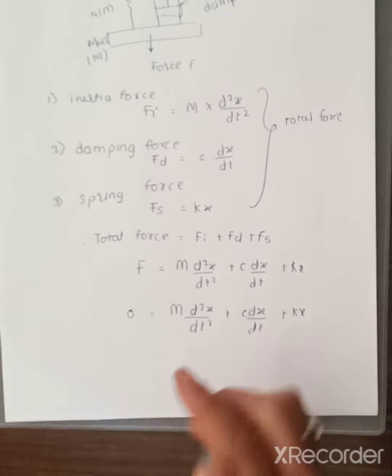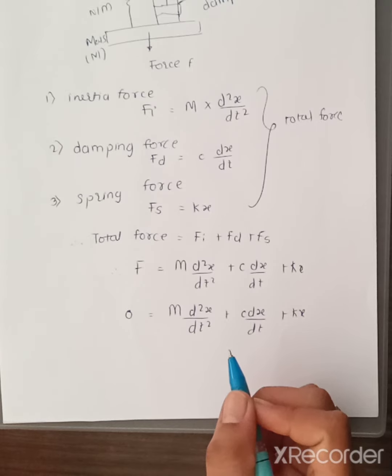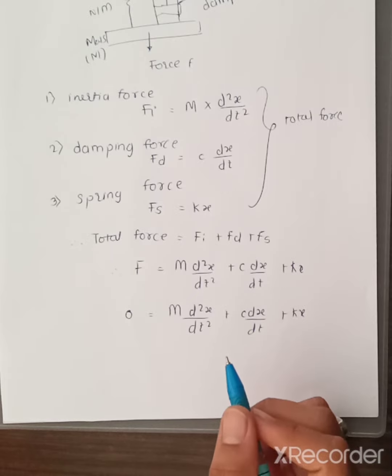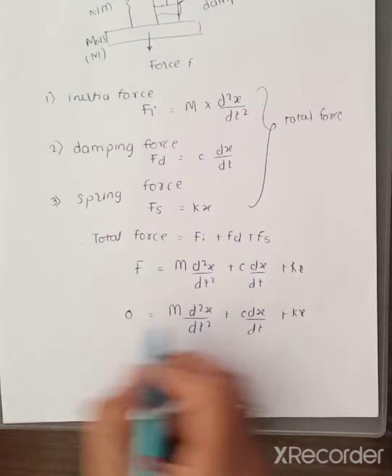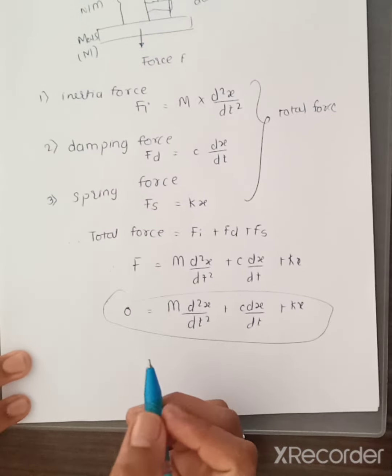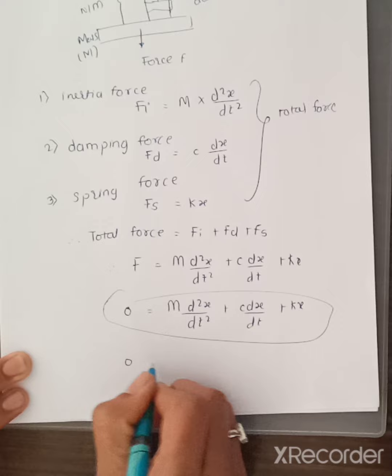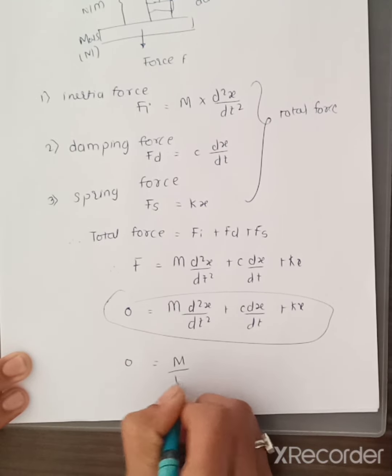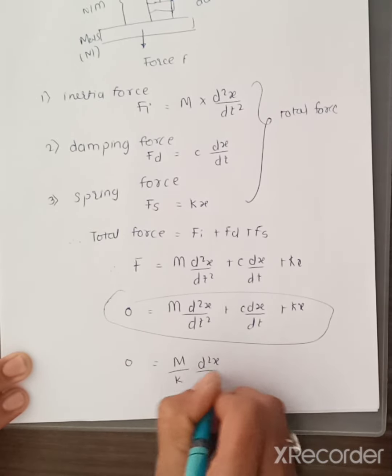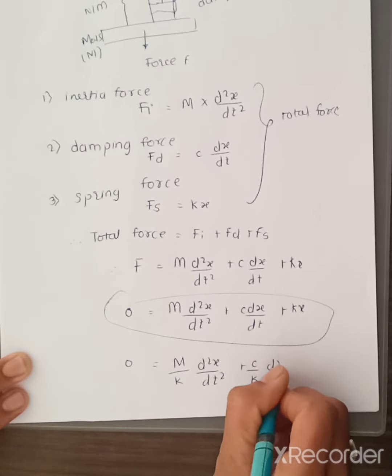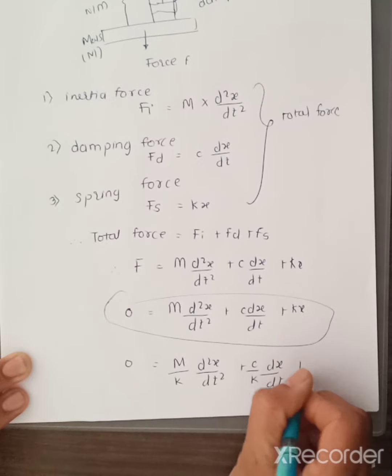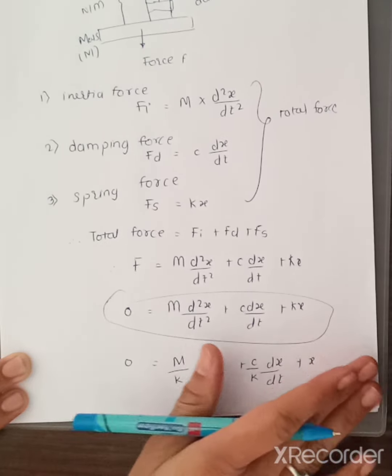As we all know, this is nothing but a linear second order differential equation, which we have already studied in maths. First we will make changes in this equation. We will divide each term by k, then what we obtain is m upon k d square x upon dt square plus c upon k dx upon dt, and here only x will be left, as we divide it by k.